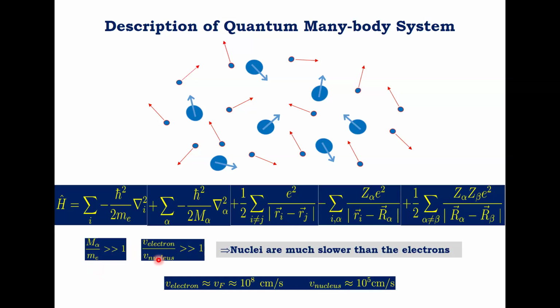If you calculate the Fermi velocity of the electron, it is actually 10 to the power 8 centimeter per second. On the other hand, the Fermi velocity of the nucleus is 10 to the power 5 centimeter per second. If you see the difference in the order of the velocity or speed, it is 10 to the power 3 orders of difference in the speed of the electron and nuclei. So from here we can induce some approximation to solve this particular Hamiltonian.